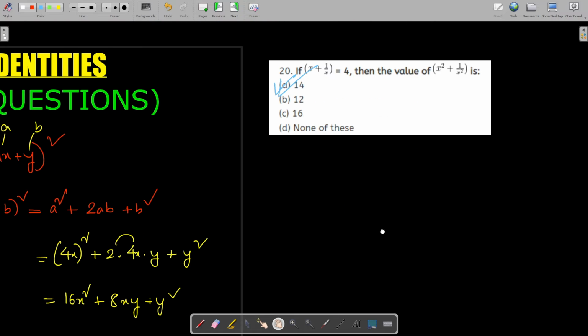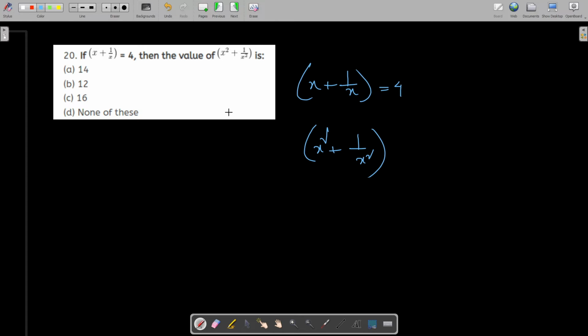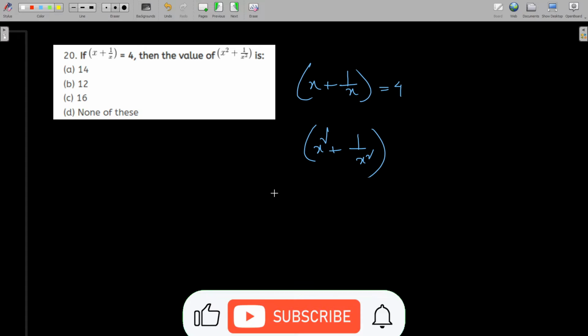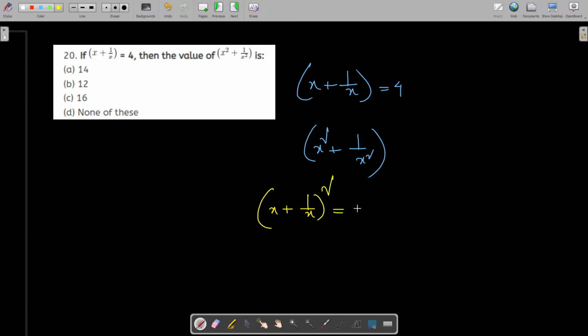Let's try the next question. It's given x plus 1 by x equals 4. We need to find the value of x square plus 1 by x square. Again, we'll continue with the (a + b) whole square formula. So here a is x, b is 1 by x. Let's start. So it will be (x + 1/x) whole square, which will be equal to x square plus 1 by x square plus 2 into x into 1 by x. Now see, x and 1 by x will get cancelled.